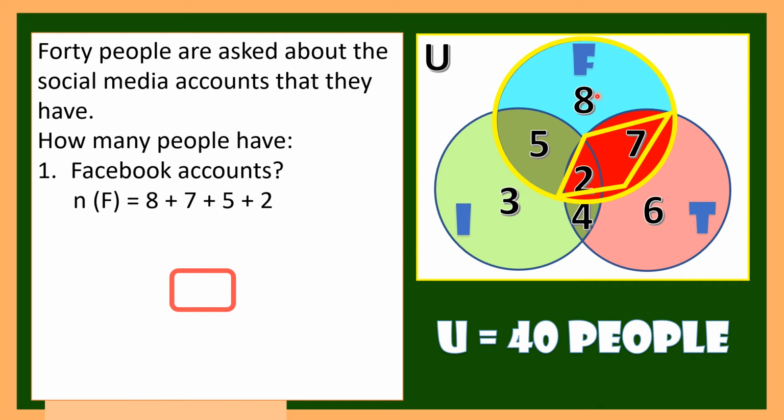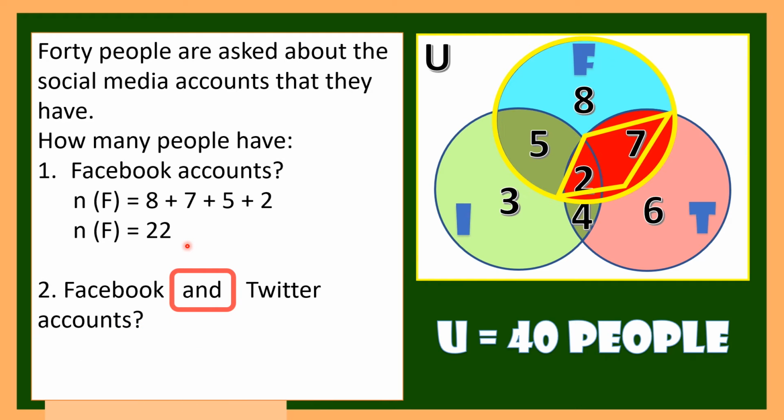It becomes 8 plus 7 plus 5 plus 2. So, why are 5, 2, and 7 included? Again, they are still part of our Facebook set. So, simply, the number of people with Facebook accounts among our total participants is 22. That's how simple it is.